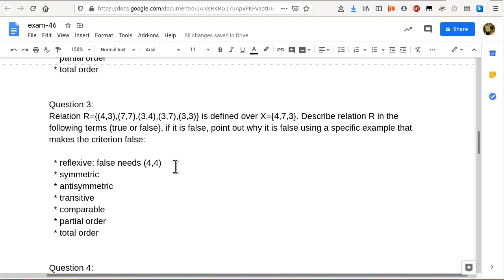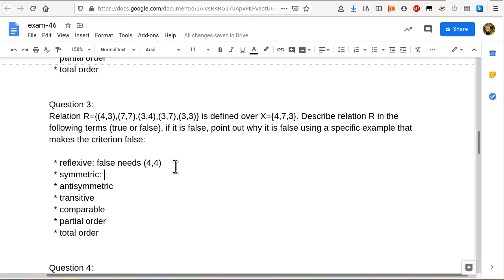There's no need to explain that for every element in X, the pair with that element and itself needs to be in it. But for some of the other ones, that is actually necessary. So for reflexive, this is good enough. This would receive full points.